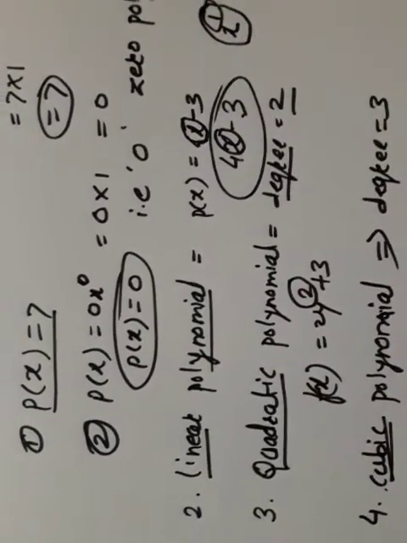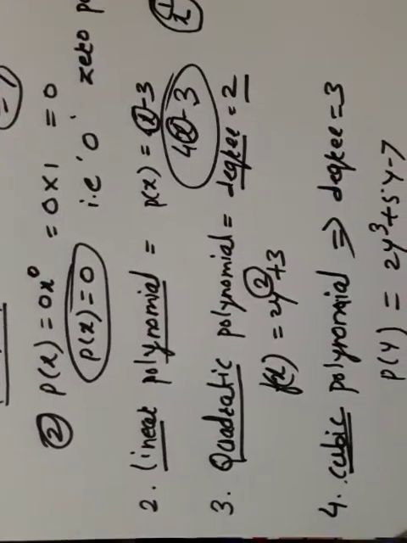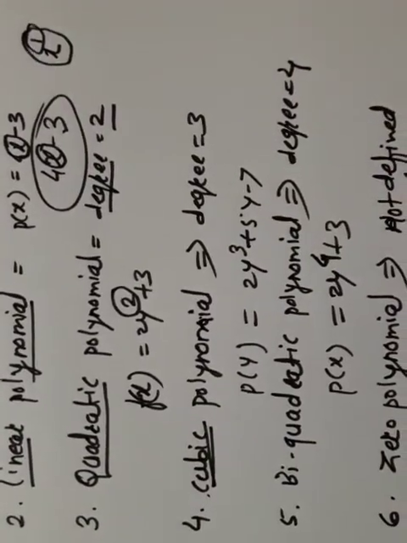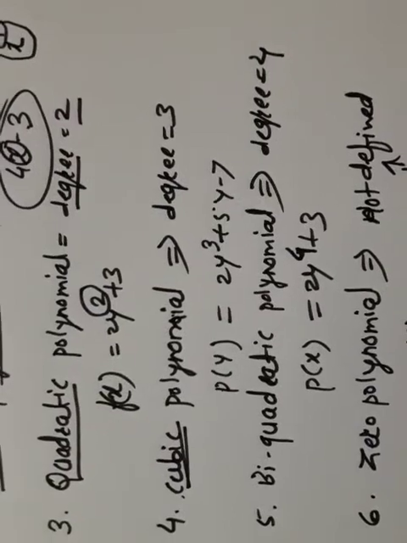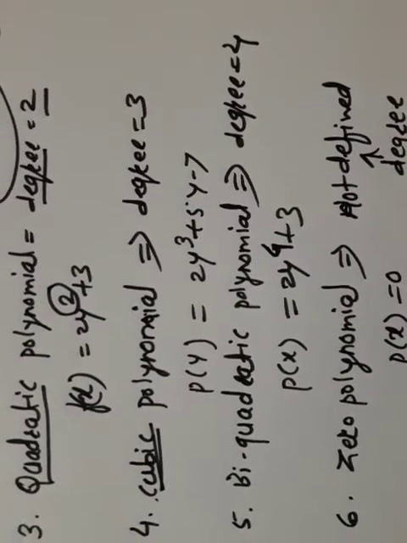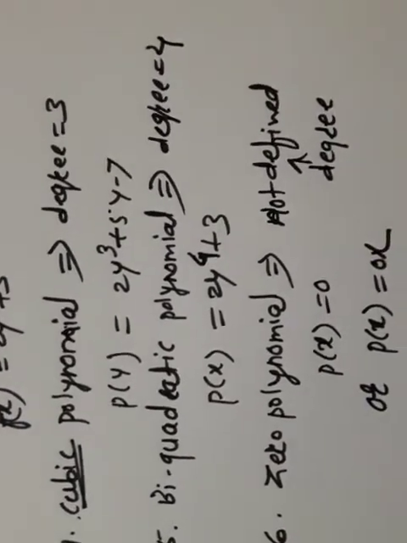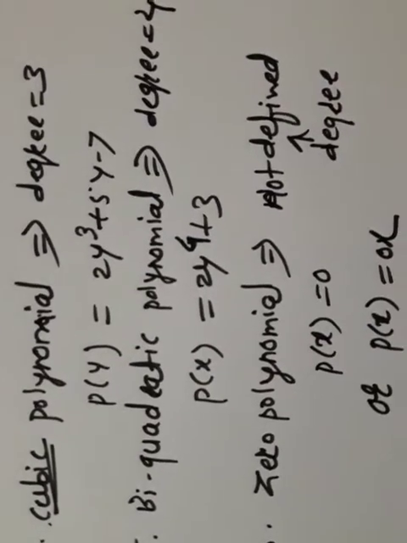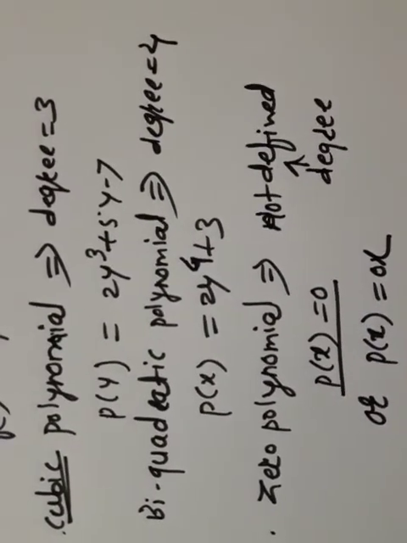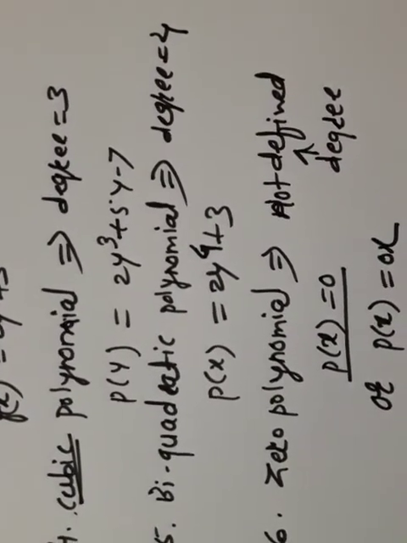Next point I told you, linear polynomial. The polynomial which is having degree 1 is known as linear polynomial. The next, quadratic polynomial. The polynomial which is having degree 2 is known as quadratic polynomial. The next, cubic polynomial. The polynomial which is having degree 3 is known as cubic polynomial. Next, biquadratic polynomial. The polynomial which is having degree 4 is known as biquadratic polynomial. Next, zero polynomial. The zero polynomial is denoted as p of x is equal to 0. Here I have taken the variable x. You can take any variable, no problem. But remember that the degree of zero polynomial is not defined.